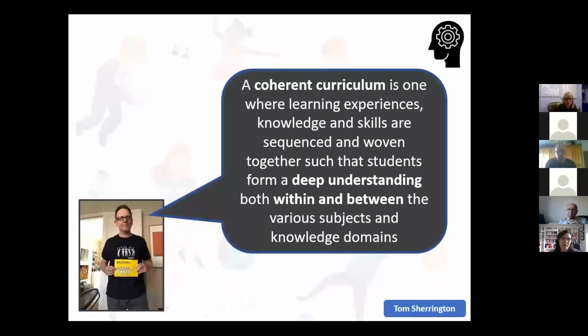So here's Tom, another of my favourites. A coherent curriculum is one where learning experiences, knowledge and skills are sequenced and woven together such that students form a deep understanding both within and between the various subjects and knowledge domains.